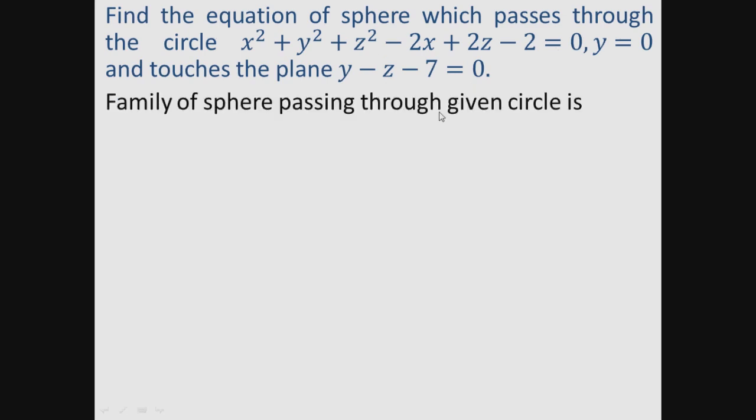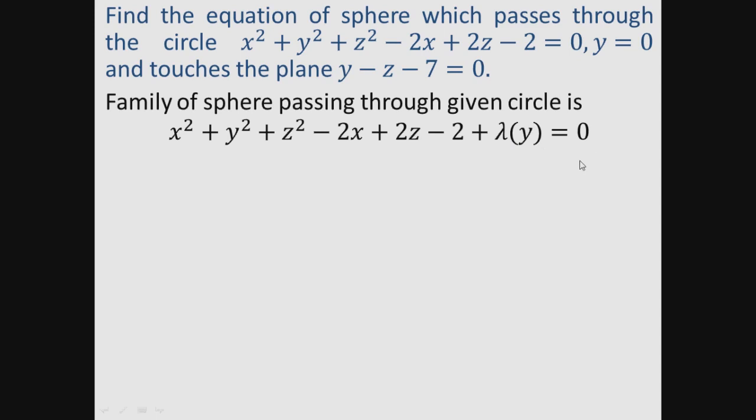So firstly consider the family of spheres, that is S plus lambda P, that is, the equation of the sphere plus lambda into the equation of the plane, that is y equal to 0. Now for a touching plane, we must have the perpendicular distance of the center equal to the radius of that sphere. So first find what is the center and radius of this family of spheres, and for that we need what are u, v, w and d.